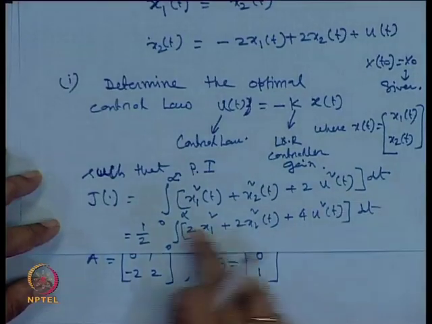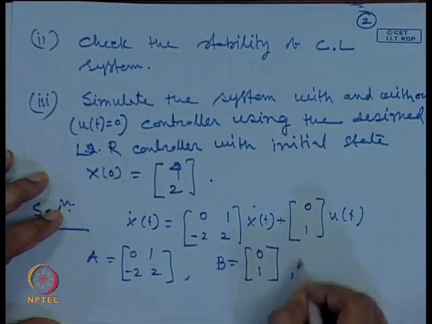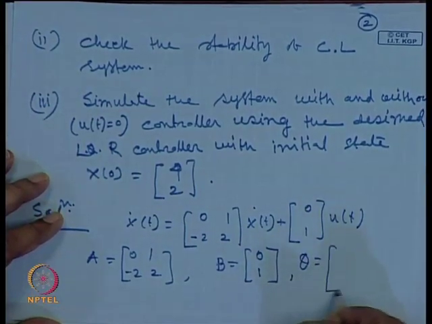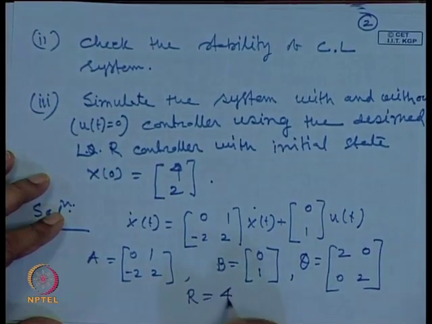From this equation you see what Q is and what R is. Our Q is nothing but the matrix 2, 0, 0, 2, and our R is equal to 4. This is a 2 cross 2 matrix. So, once you know A, B, Q, R, this is the first step: identify A, B, Q, R from the statement of the problem. Once you have identified this, then you can write it.